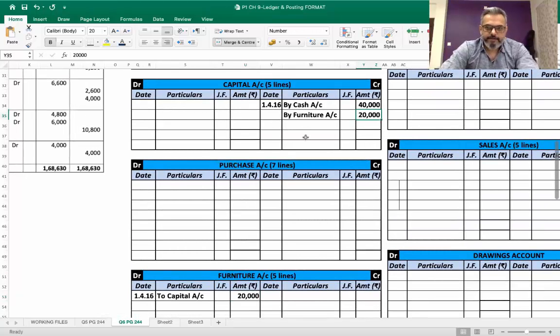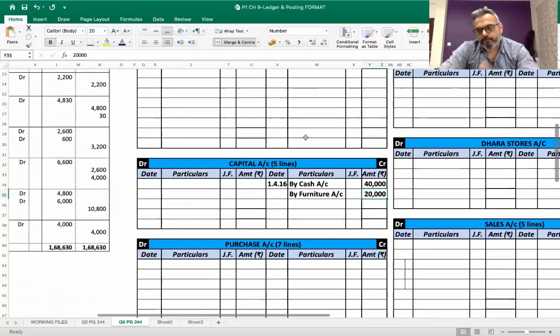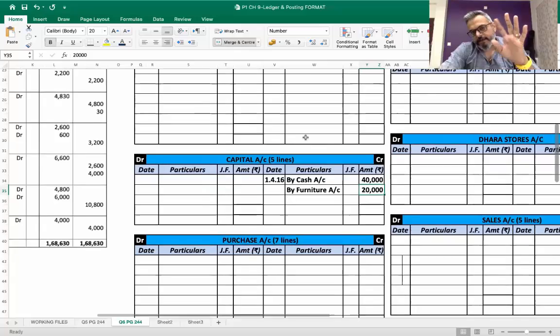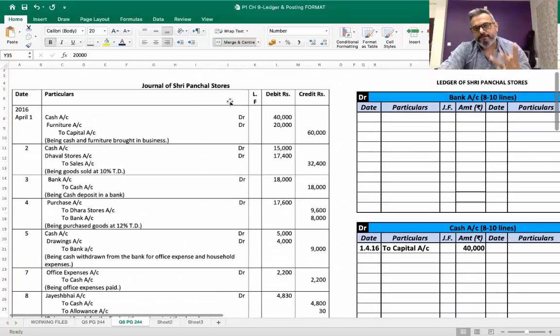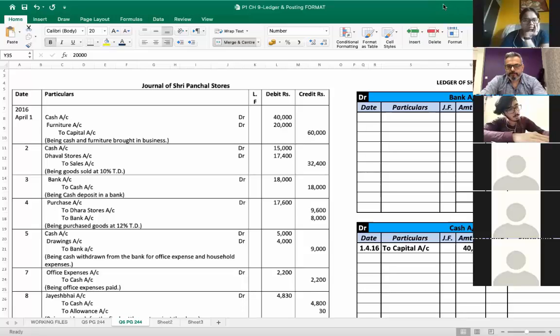So basically while posting you are giving 1, 2, 3, 4 effects. But when you pass a combined entry, here you are giving 3 effects because we are combining the common account between these two transactions, owner bringing cash and owner bringing furniture. That is capital. We are combining the capital account. Got it, all of you? Understood the first one? Okay.